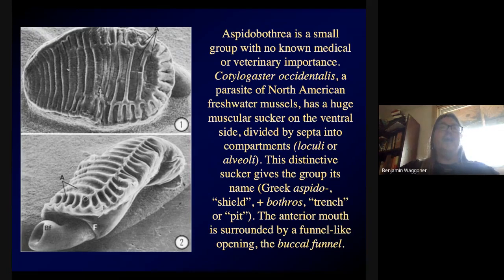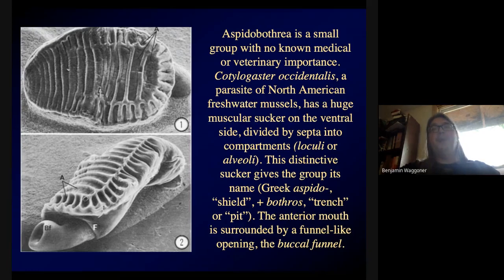So this one has, if you look down at the lower right, there's a thing labeled BF. That's the mouth, surrounded by a funnel-shaped sucker called the buccal funnel. And then the sucker on the belly side is immensely expanded, and it's actually divided up into compartments.